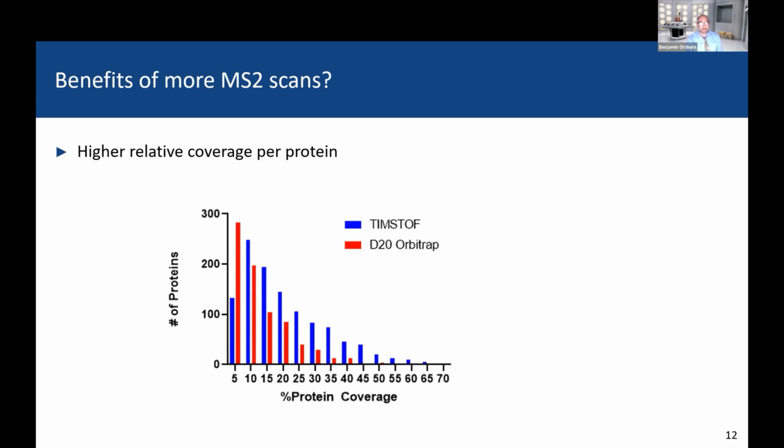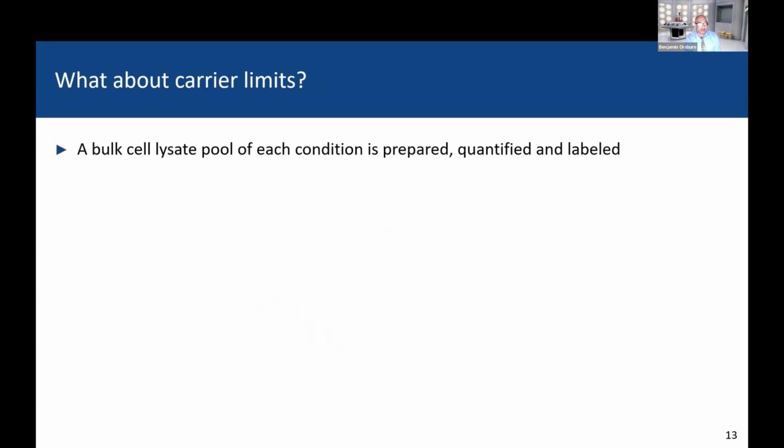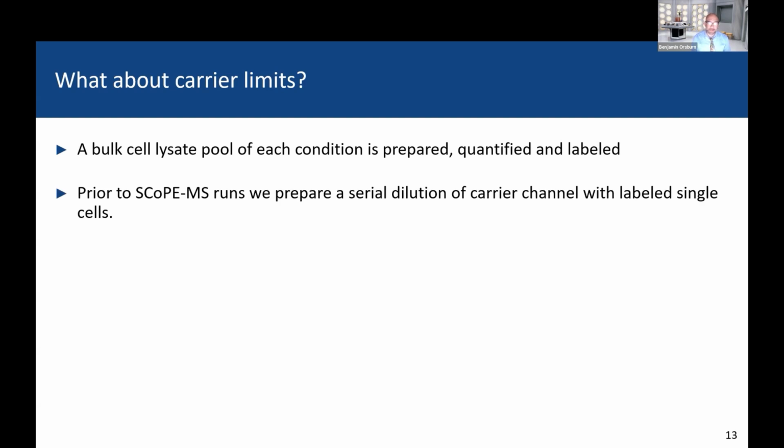And so, in general, we get this higher relative percent coverage. And I did kind of lead with the carrier limits. I think this is maybe more typical now, but we start with a bulk cell lysate pool of each condition, repair it, quantify it, label it. And then this is a little bit different, and it's kind of frustrating. It feels like a waste of time. But what we do is we actually prepare a serial dilution of our carrier channel.